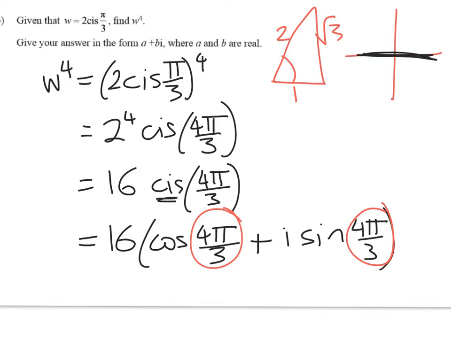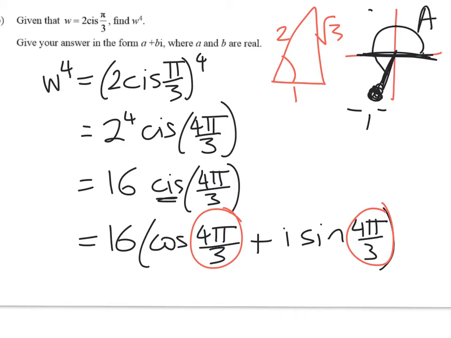So let's look at that. There's my 0 line. That's pi. So 4 pi on 3 is down here. And we can see from looking that the x value of whatever number I've got is going to be negative, and the y value is going to be negative as well.